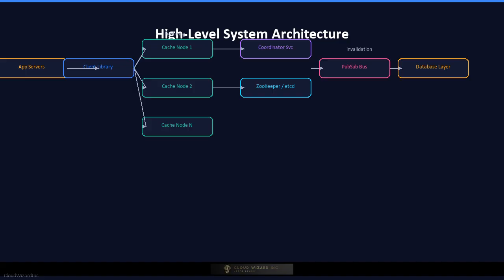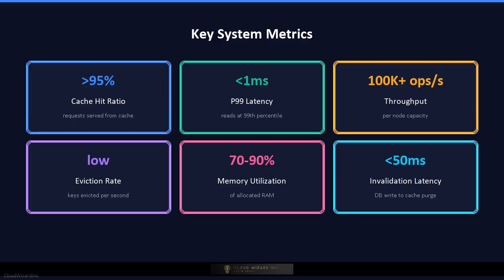For cache invalidation, a PubSub bus receives change events from the database layer and broadcasts invalidation messages to all nodes holding affected keys. A monitoring service tracks hit rates, latency percentiles, memory usage, and eviction rates across the cluster. The architecture supports both cache-aside, where the application manages reads and writes, and read-through or write-through, where the cache itself talks to the database. The key metrics to memorize cold.